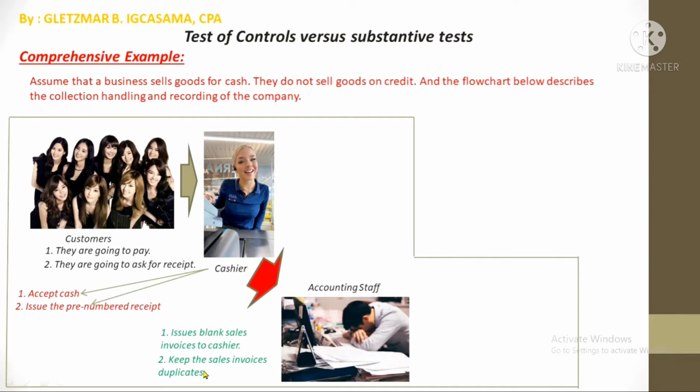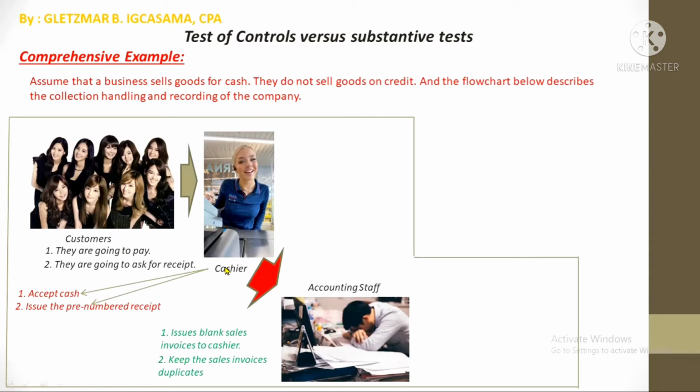intact, which means to say that cashiers have a responsibility to account for all sales invoices and receipts given to them. So they are the ones who will answer if one receipt duplicate is missing, for example, or not properly filled up, or if there are erasures.